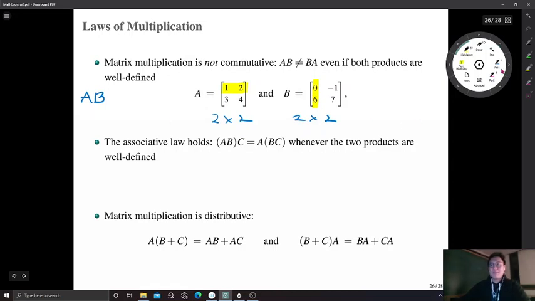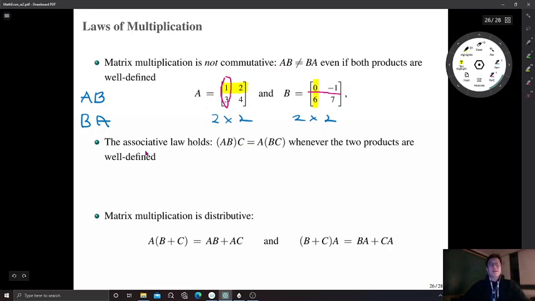But think about BA. The very first entry of BA, at the northwest corner, is now the dot product of the first row vector of matrix B and the first column vector of matrix A, which is -3. So they are different. Even though the two products are well defined, we may have different outcomes. So in general, the commutative law does not hold.